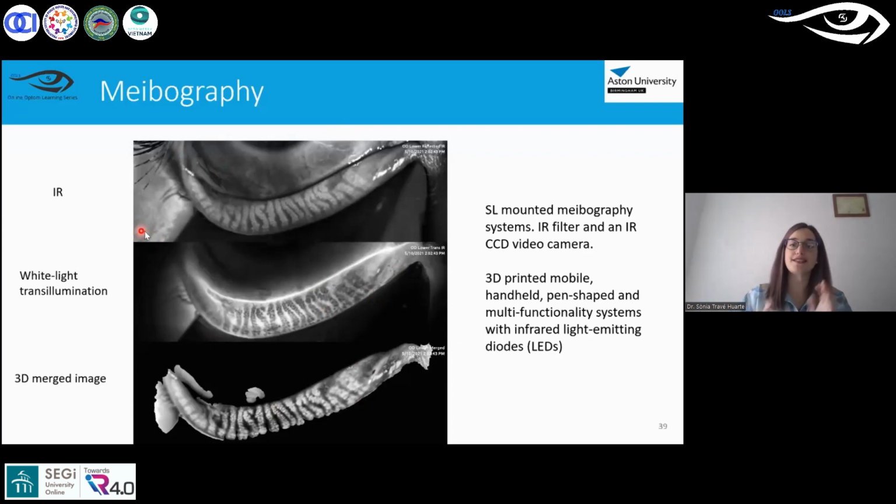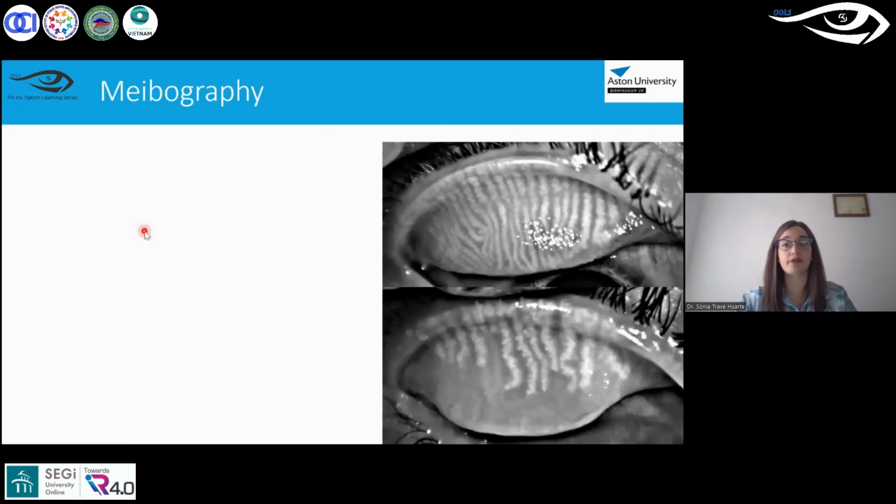There are a lot of devices that you can attach to the slit lamp, and you can take the images. There are even 3D printed ones, and mobile attachments that you can use for infrared.